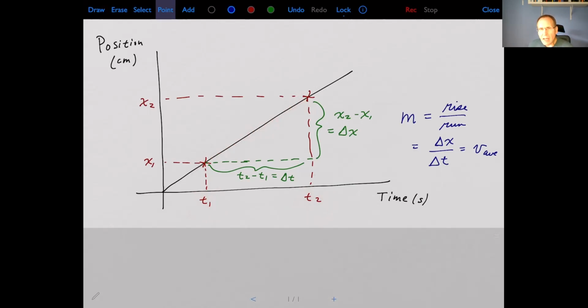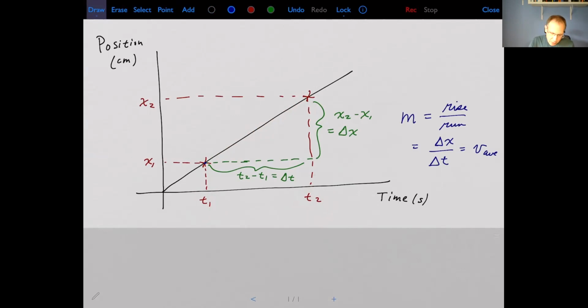Okay, now let's say that instead of the average velocity, we are more interested in what's called the instantaneous velocity. Like, what is the velocity right at this instant of t1? Let's say I want to know the instantaneous velocity right at time 1, right here. How do I find that? I know the average velocity from t1 to t2. How do I find the instantaneous velocity right at t1?